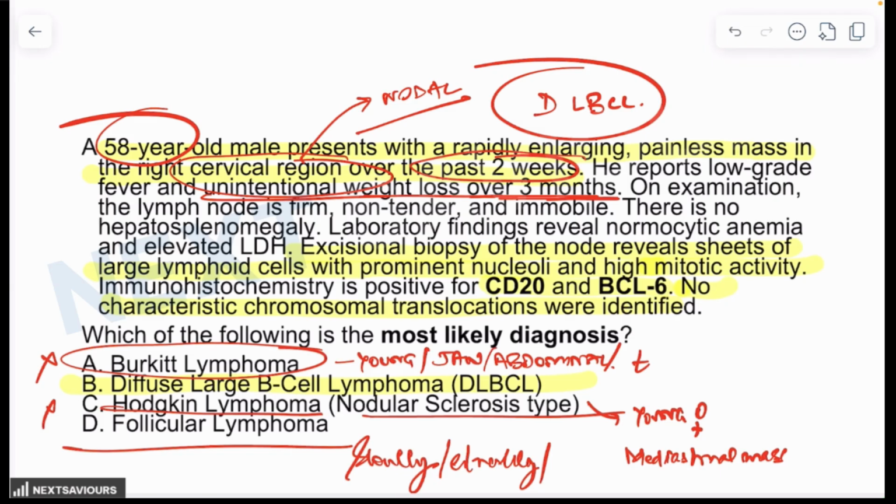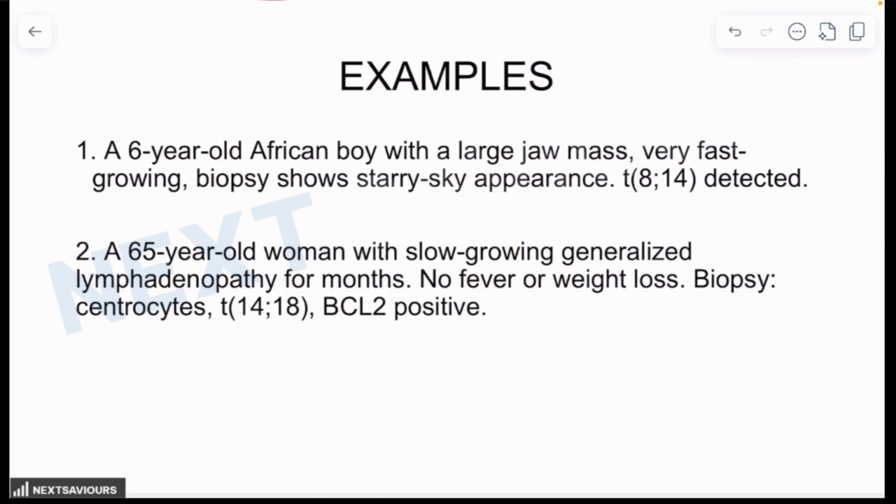And the immunohistochemical markers would be presented like CD10 or BCL2, right? So here there is no such thing provided to you in the question, and the answer for that question is diffuse large B cell lymphoma. Let's see other examples of how you can immediately jump to the answer when you are ready with the approach.